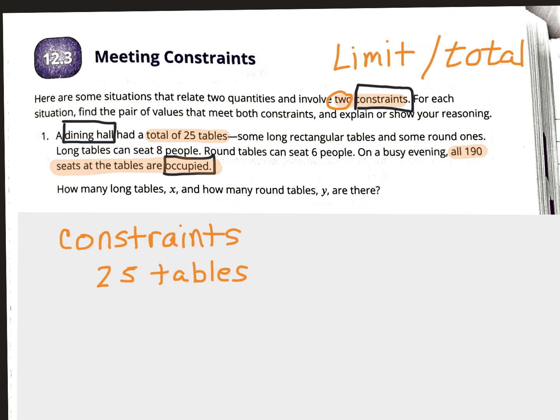So that means that out of the 190 seats, there is somebody sitting. That's what we mean by occupied. There is somebody sitting in every seat. Now, we're going to assume that everybody sitting in a seat is a person. Nobody's got their dog sitting in an empty seat or anything like that. So that means that there must be a total of 190 people if all the seats are occupied. So those are our two limits, our two constraints, our two totals.